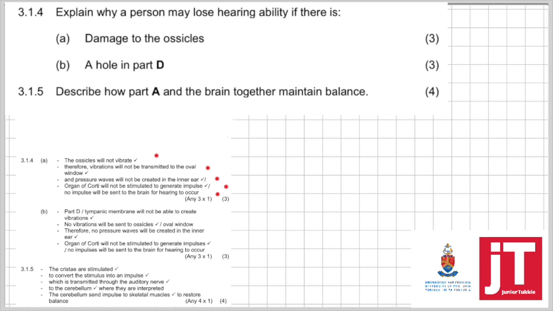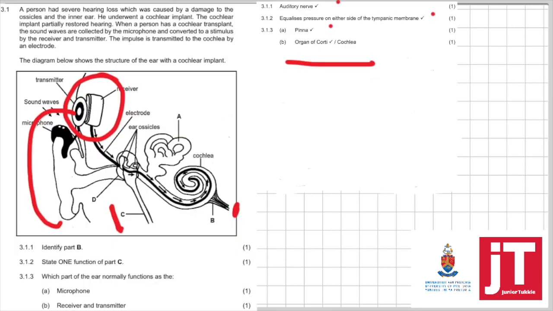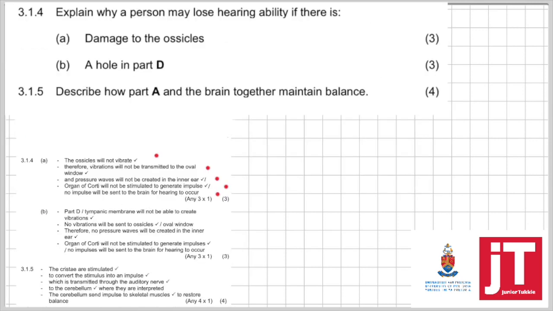Okay. Explain why a person may lose hearing ability if there's a hole in part D. Part D. That's the tympanic membrane. So, what will happen? The tympanic membrane will not be able to create vibrations. No vibrations will be sent to the ossicles or the oval window. There will be no pressure waves in the inner ear, and the organ of Corti will not be stimulated to generate impulses, and there will be no impulses sent to the brain for hearing to occur. Okay, that's not too bad. Very similar, the answers are.